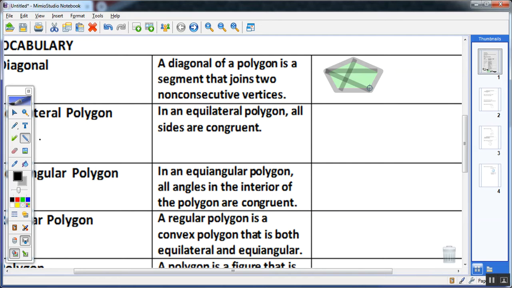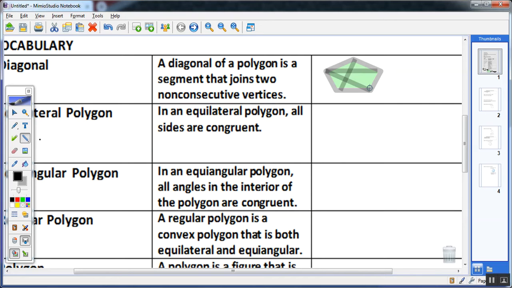Can I go from here to here as a diagonal? No. Can't go from one side to a consecutive side. I've got to go from one corner, skip a corner, and go to another. So those would all be examples of diagonals in any polygon. If I pick one point and go to another point, as long as that line is completely inside the polygon, that would be considered a diagonal.